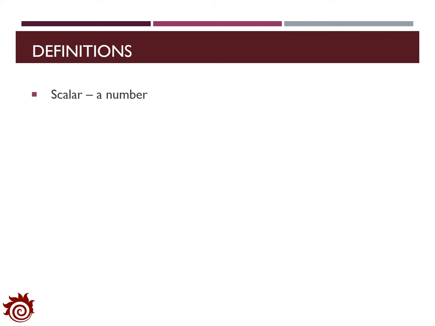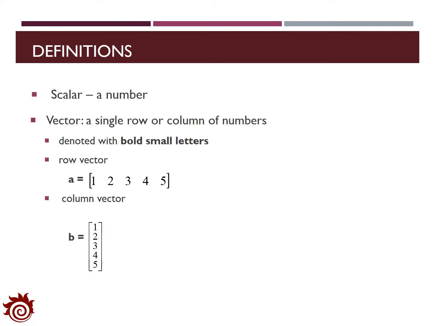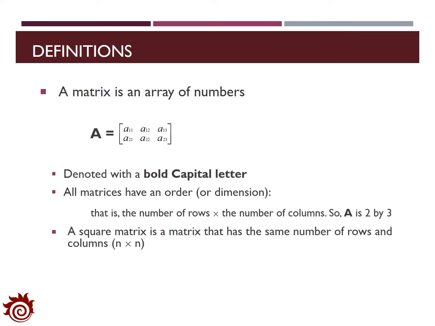In matrix algebra, there are some fundamental definitions. The first one is scalar. It usually represents a number. The second one is a vector. It represents a single row or column of numbers. Usually it's denoted with small letters. In this page, the letter a is defined as a row vector and the letter b is defined as a column vector. A matrix is defined as an array of numbers.